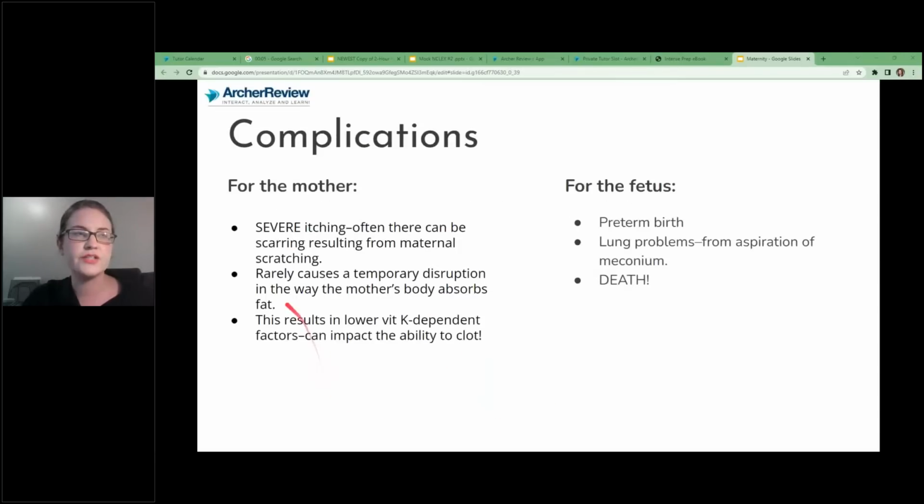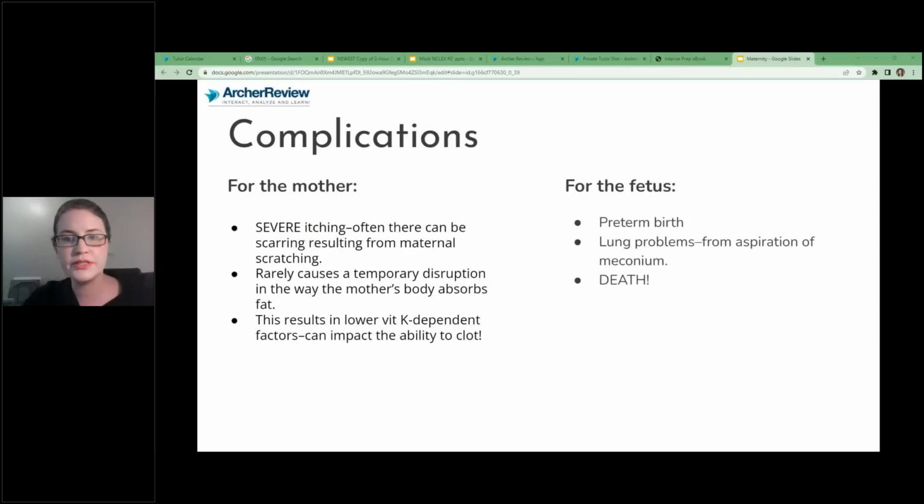So what are the complications? Well, remember, for the mother, severe itching. Often there can be scarring as a result of maternal scratching. I've had patients who scratch themselves in their sleep and they wake up with these horrible scars on their body. It's awful itching. Rarely this can cause a disruption in the way the mother absorbs fat, which can be a problem. And this can result in lower vitamin K dependent factors, which can also affect the mother's ability to clot. So it can slightly increase bleeding risk as well.